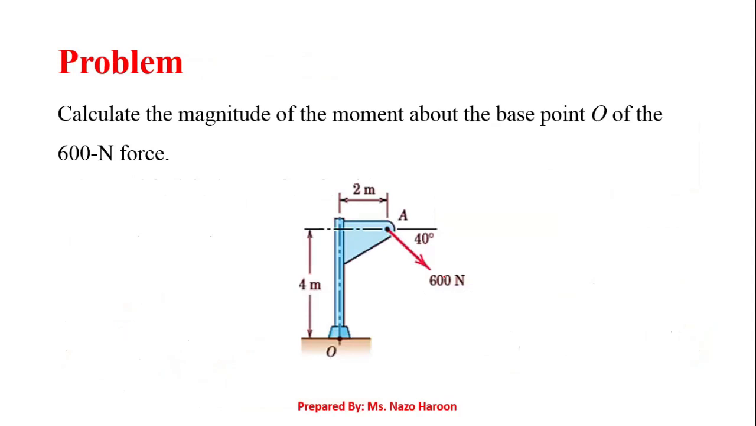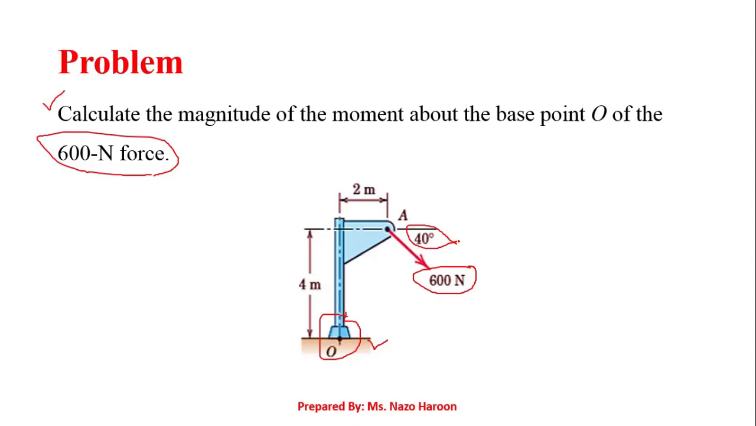Okay, so let's have a look at this numerical problem. I'm going to read what the problem statement says. It says you have to calculate the magnitude of the moment about the base point O of the 600 Newton force. So this is base point O, right? You have been asked to find the moment about this base point O, and you have been given a force having a magnitude of 600 newtons, and you have also been given the direction, which is 40 degrees.